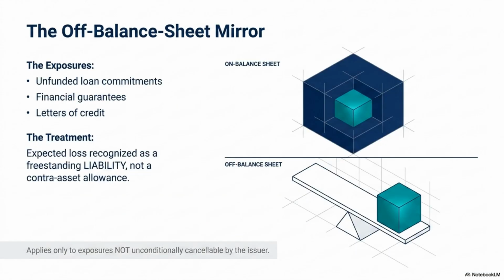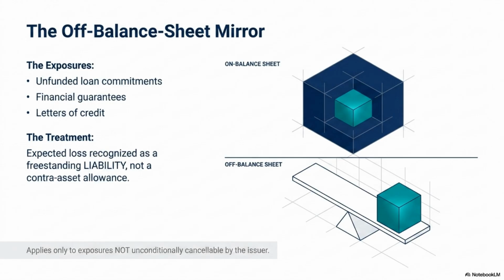CECL does not stop at the balance sheet edge. It also captures off-balance sheet credit exposures, provided those exposures are not unconditionally cancelable by the issuer. 3 types are in scope: unfunded loan commitments, which are the committed but undrawn portions of credit facilities; financial guarantees, which are promises to cover another party's payment obligation; and letters of credit, which commit the company to pay on a customer's behalf.